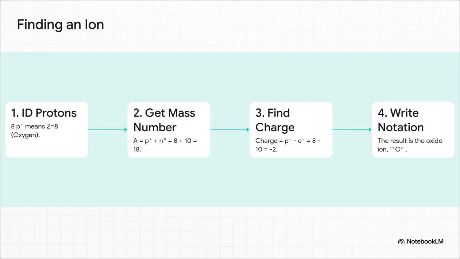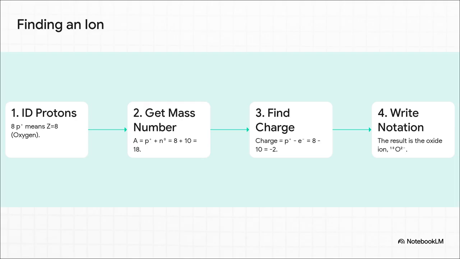Let's put all this together and solve a little mystery. Imagine we have a particle with 8 protons, 10 neutrons, and 10 electrons. What is it? First things first, who are we dealing with? 8 protons means an atomic number of 8. Pull out your periodic table, and yep, number 8 is oxygen. Okay, next, what's its mass? 8 protons plus 10 neutrons gets us a mass number of 18. Finally, what's its charge?